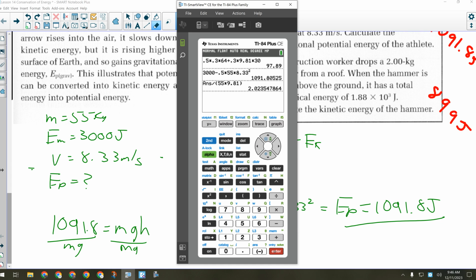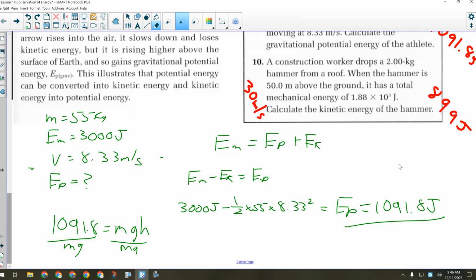Questions on number 9? How many people have done 10? I'm going to give you a couple minutes. 10 is very similar. Here's what I want you to do on number 10. Do what it says first, calculate the kinetic energy, and then after you calculate the kinetic energy, calculate for me how fast the hammer is moving. Both of those answers are there in red, 899 and 30 meters per second.